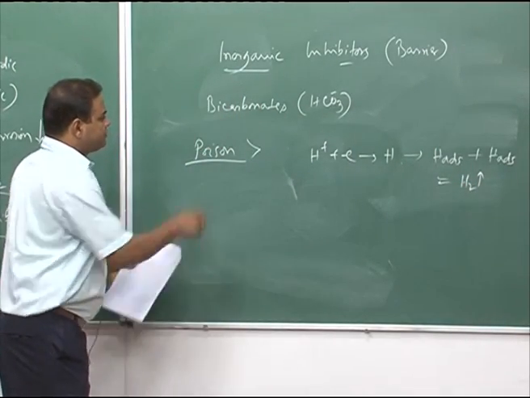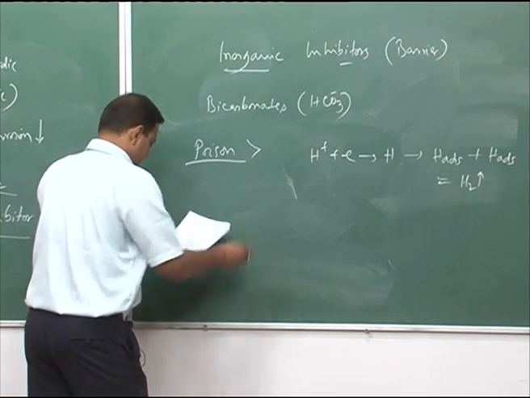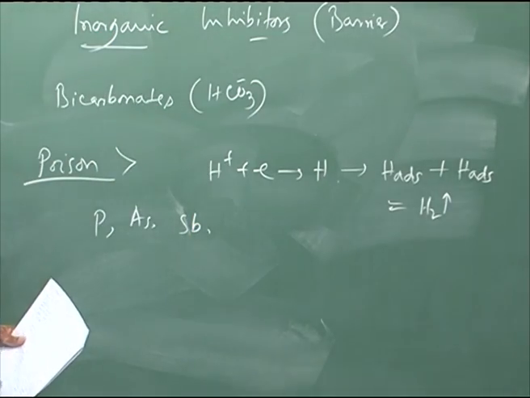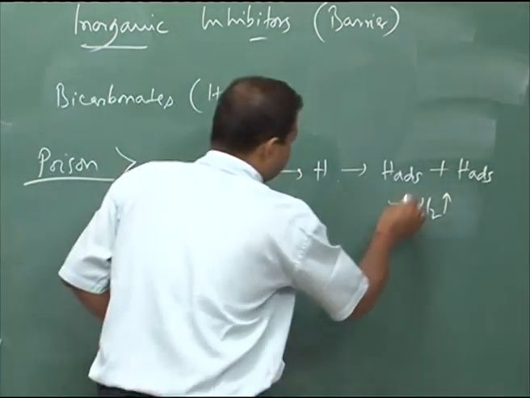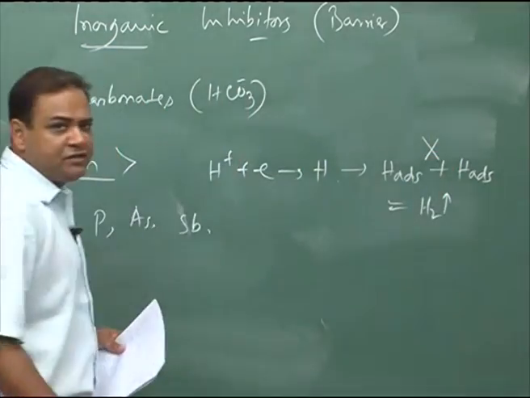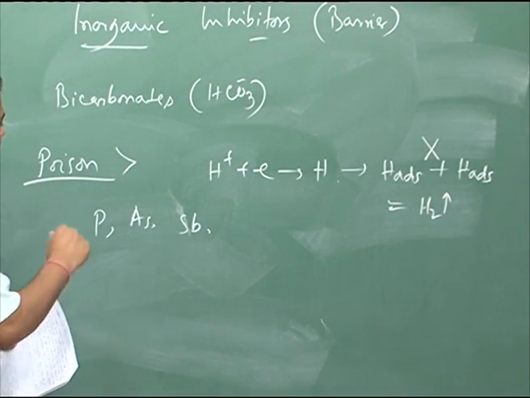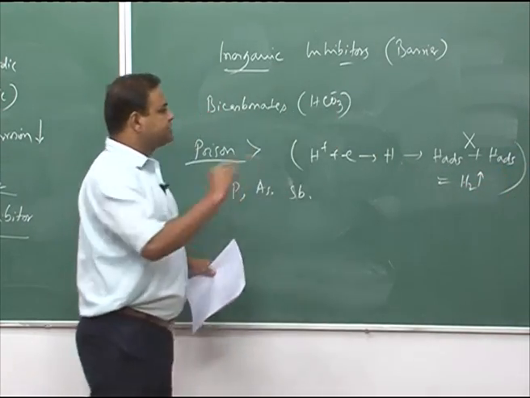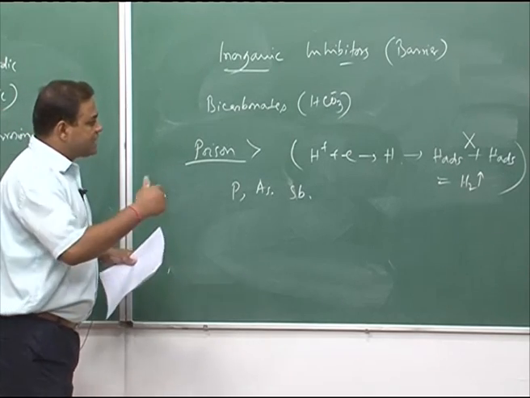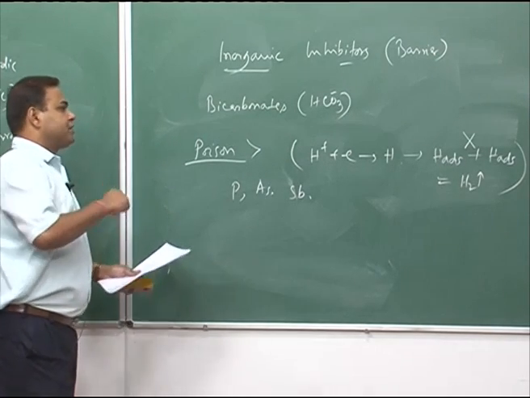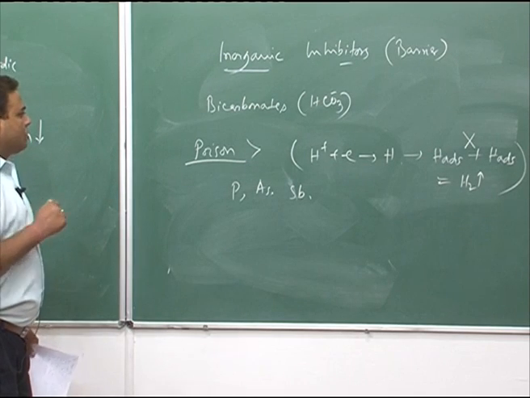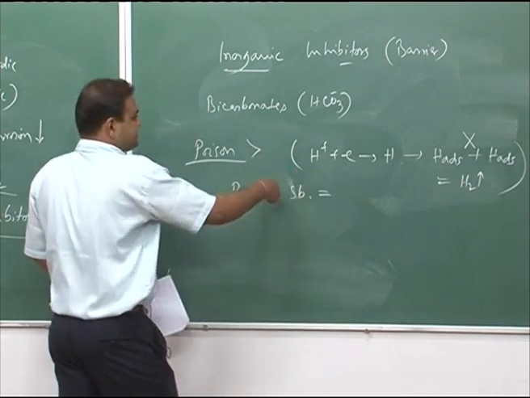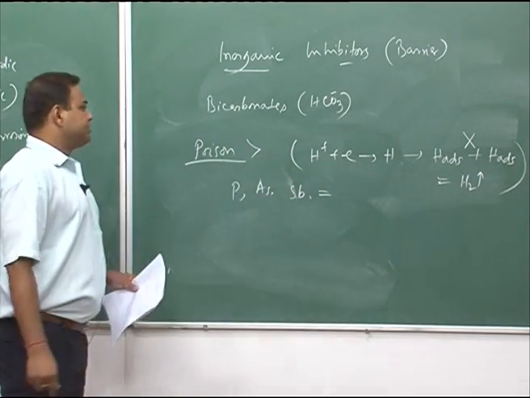But when poisons are added, which are nothing but phosphorus, arsenic, and antimony, they prevent this combination reaction. If the combination reaction is prevented, the reaction is incomplete. So the cathodic reaction is not happening, and then the corrosion rate would of course be very low, so corrosion resistance would also increase. These poisons are basically taking care of this hydrogen combination reaction.